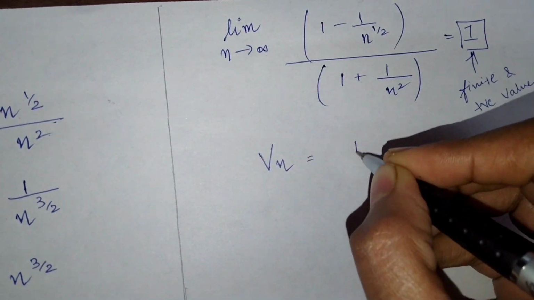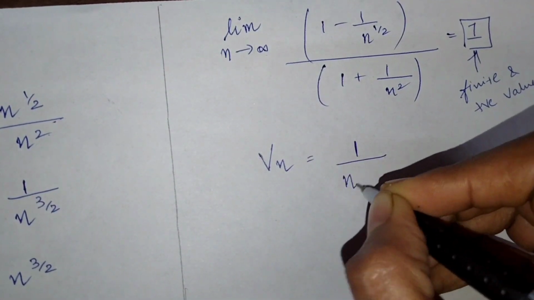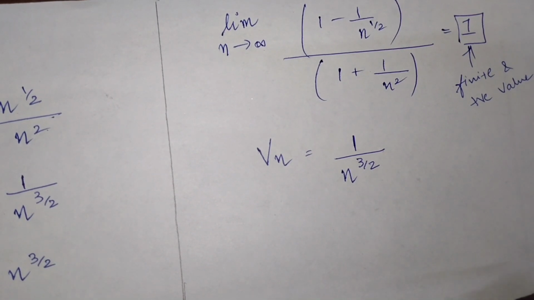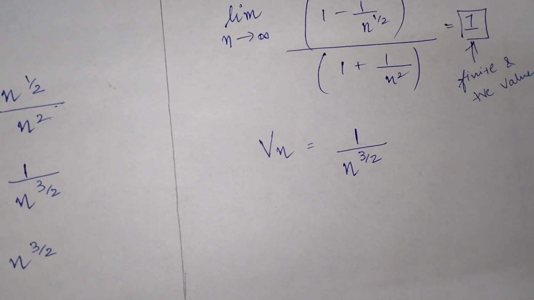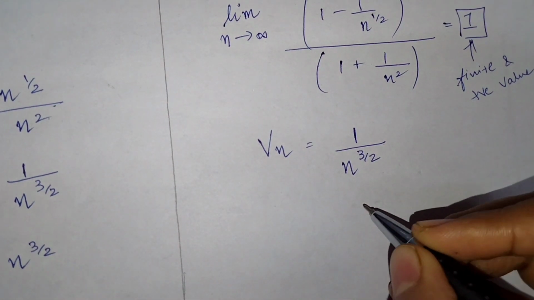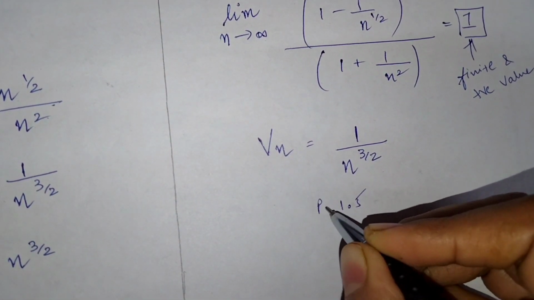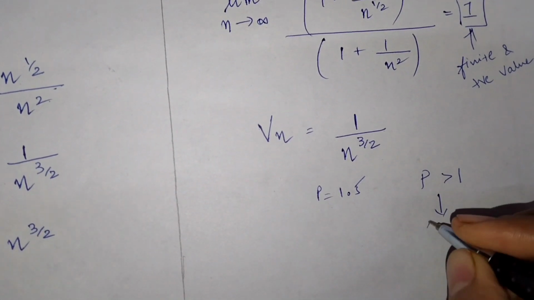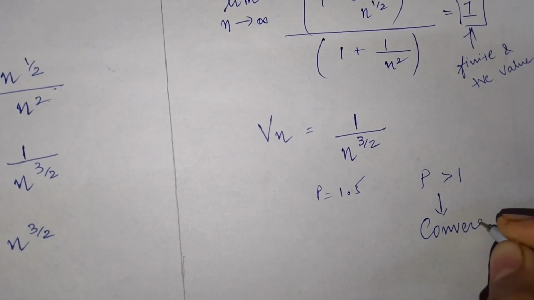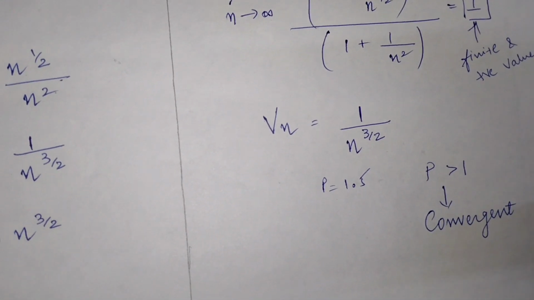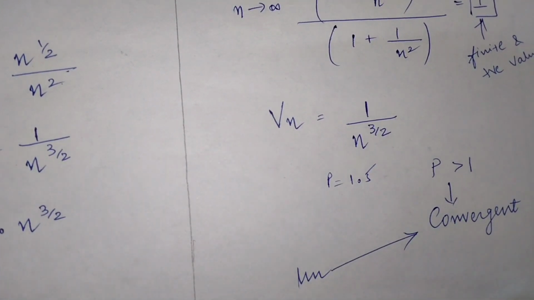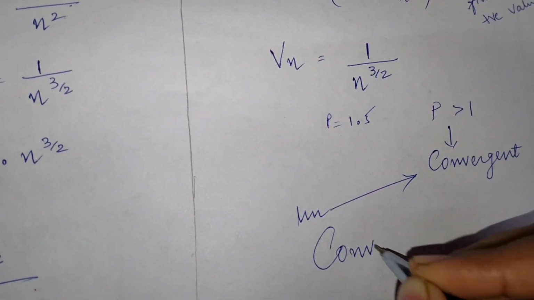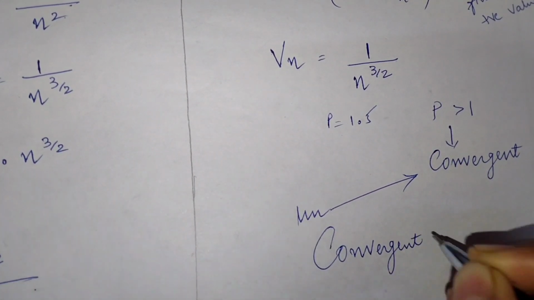So what is our Vn? Vn is 1 by n raised to 3 by 2. Okay. So 3 by 2 is 1.5, and again P is 1.5, which is greater than 1. So Vn will be convergent. And as Vn is convergent, Un is also convergent. So answer of this question will be convergent. Okay.